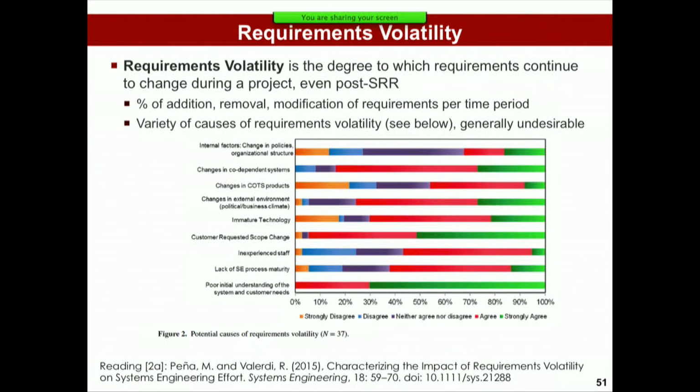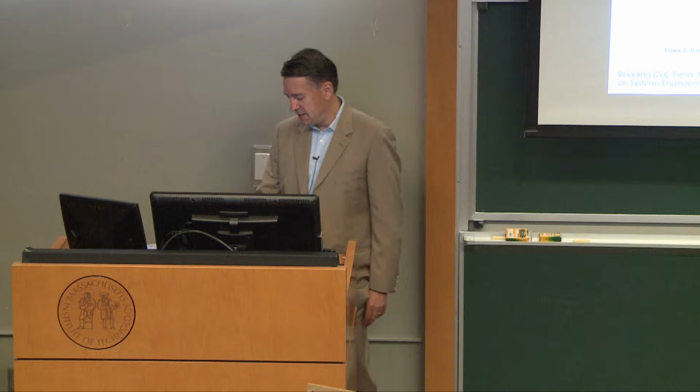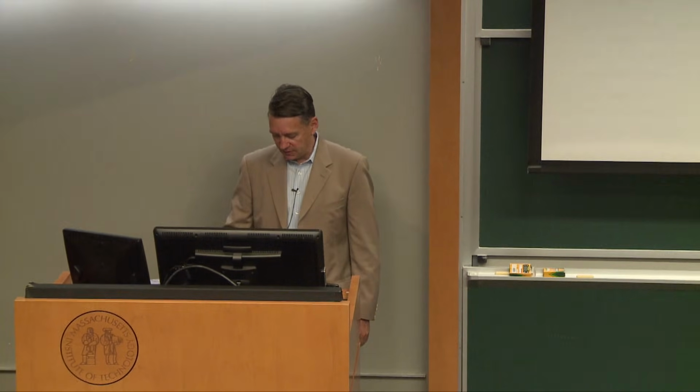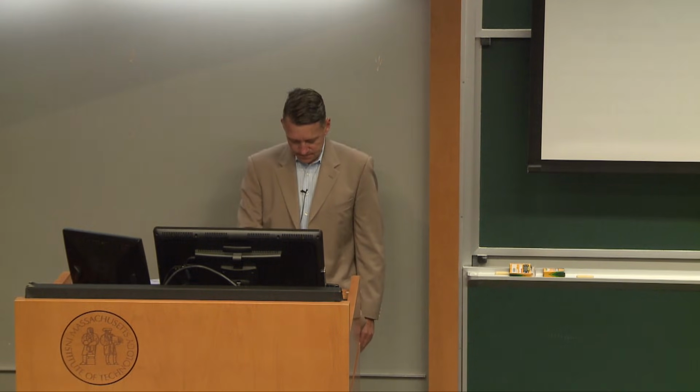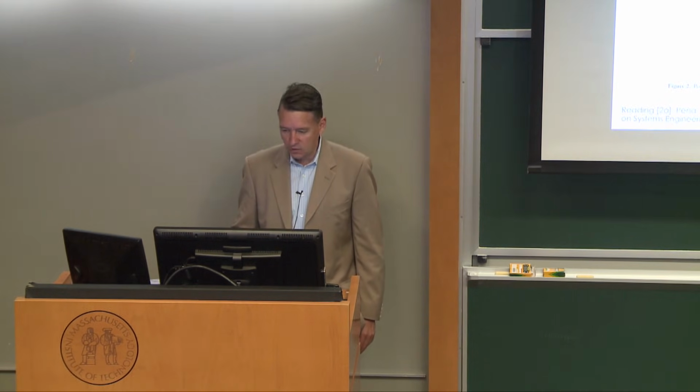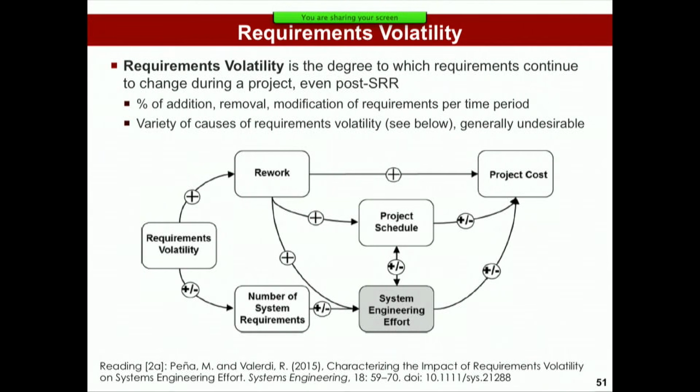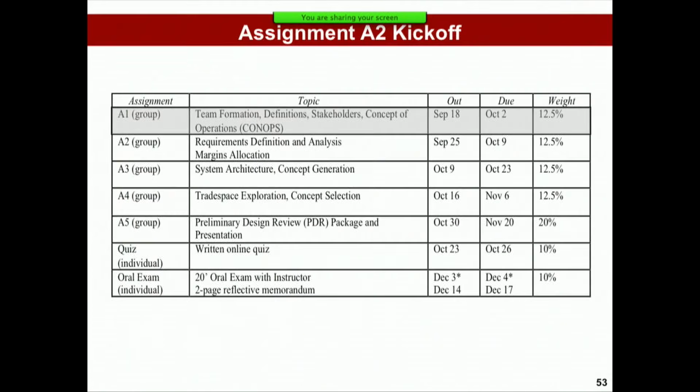What are the sources of requirements volatility? That's what this figure shows you. And then what is the impact of requirements volatility on a project? So specifically, on the number of system requirements, on rework, on project schedule, and so forth. It's a very, very recent paper on requirements volatility. So let me just kick off assignment 2, and then we'll be done.